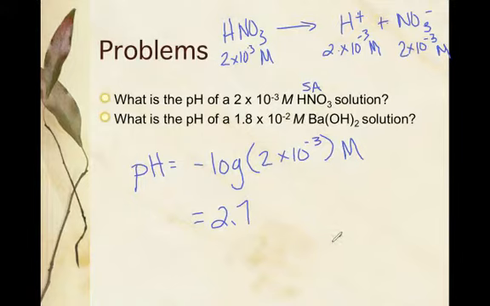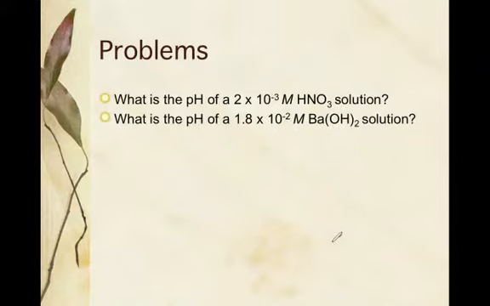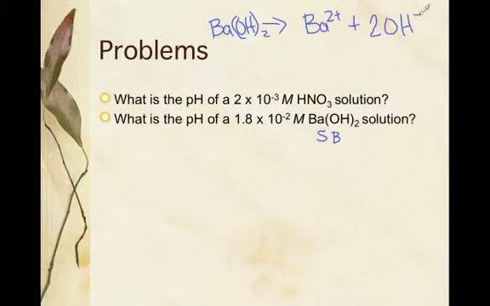Questions on that one? Okay, we have barium hydroxide. Is this a strong base? Yes, strong base, so we can calculate this more quickly. We haven't learned how to do weak bases yet. Barium hydroxide ionizes into Ba2+ and 2 hydroxides, correct? And the concentration is 1.8 times 10 to the negative 2.